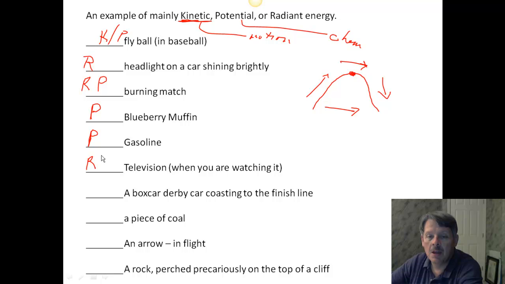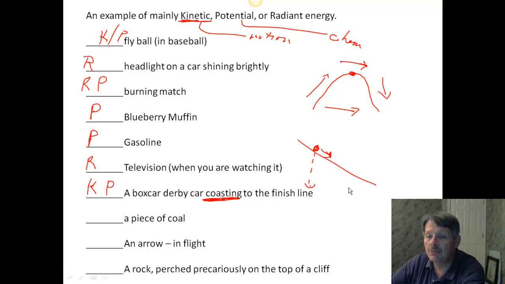Right? A boxcar derby car coasting to the finish line. I intentionally said coasting. Right? So because it's coasting, it has some kinetic energy. Now, if it's on a hill, then it has potential energy because it's further up the hill, it's coming down the hill. If it's up here, even though it's moving down with kinetic energy, it has potential energy because it has a long way to go down, right? Which is going to give you energy.